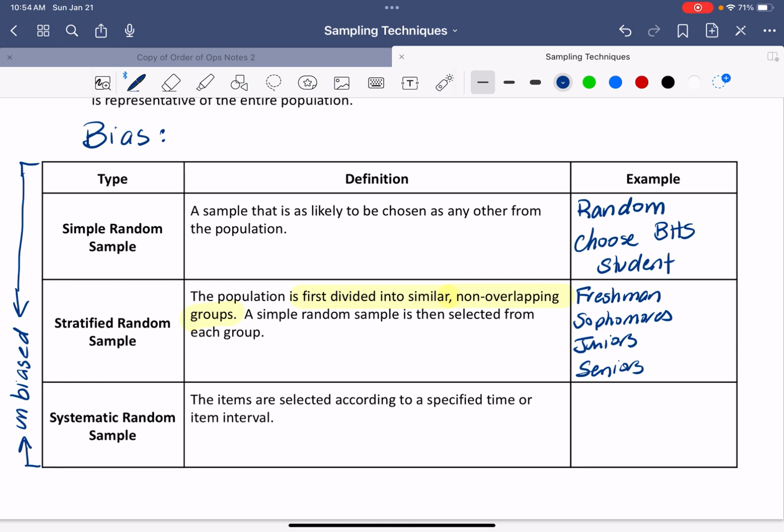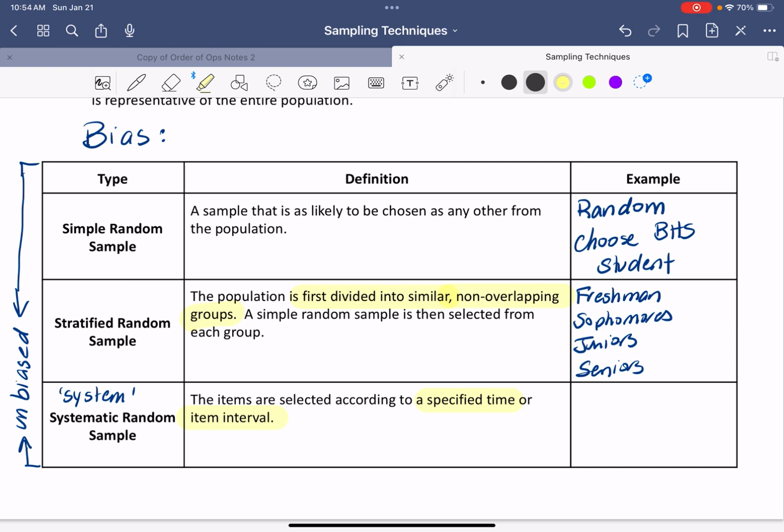All right, and then our last type of sample is called our systematic random sample. When you hear systematic, what does that word sound like? If you said system, you would be correct. So with a system, there's a specific order or a certain thing that has to happen, right? So first, then this. So in a systematic random sample, the items are selected according to a specific time. They've decided this ahead of time. So there's a specific time or item interval.